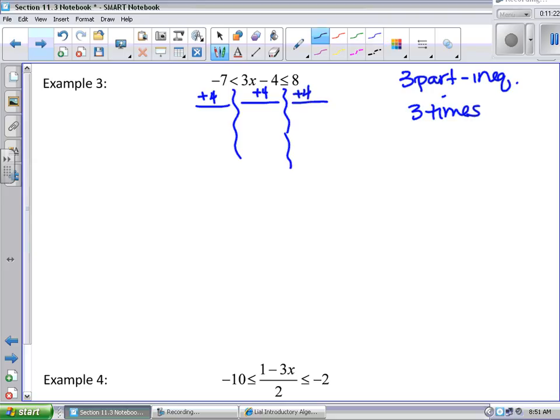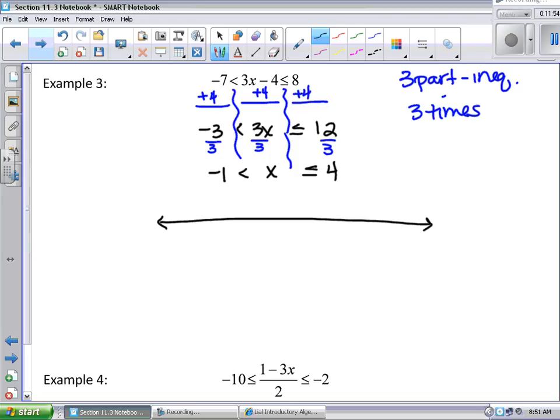So negative 7 plus 4 is negative 3, is less than 3x, is less than or equal to 8 plus 4, which is 12. To get x by itself in the middle, we then divide by 3. Negative 3 over 3 is negative 1, is less than x, is less than or equal to 4. I have x by itself in the middle. Now I can draw my graph.